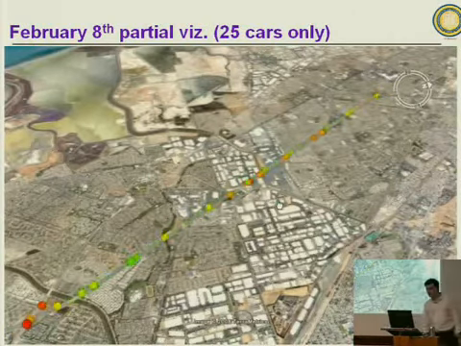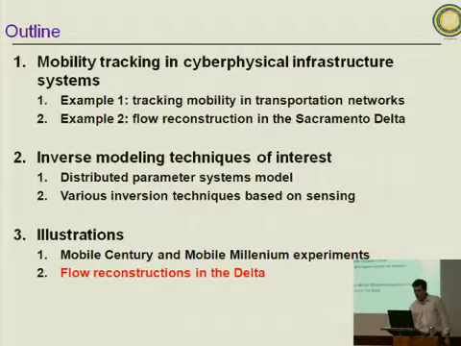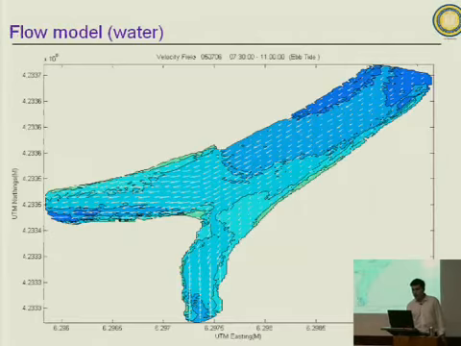here. I'm just going to move real quickly to, I guess there's really a parallel between the highway and the water. And so what we did for the highway, we're also doing for the water, i.e. we're reconstructing flows in the delta. This would be an example of flow reconstructed from these inverse models.